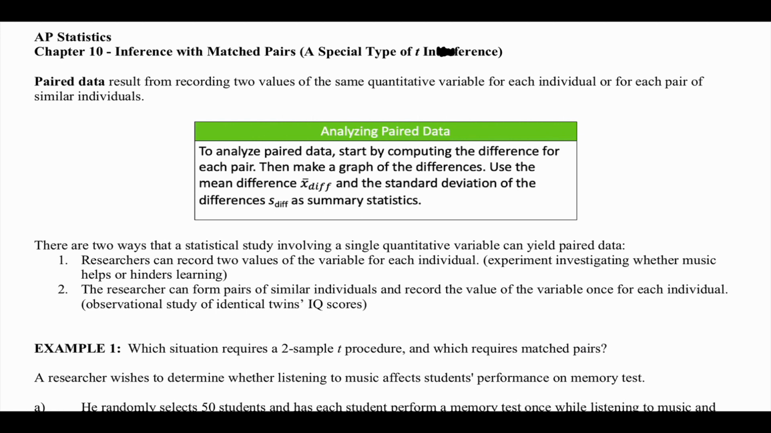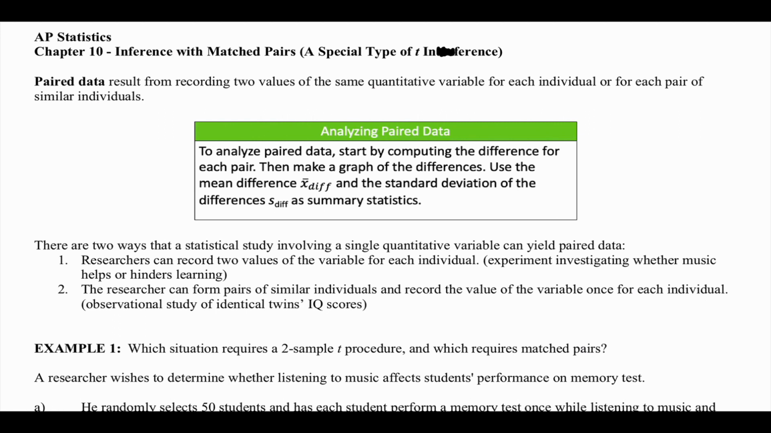So to analyze paired data, start by computing the difference for each pair. Then make a graph of the differences. Use the mean difference and the standard deviation of the differences as summary statistics. So we're looking for differences today. Okay, so there are two ways that a statistical study involving a single quantitative variable can yield paired data. So this is the two ways that they gather data.